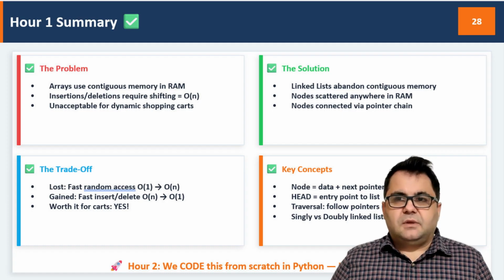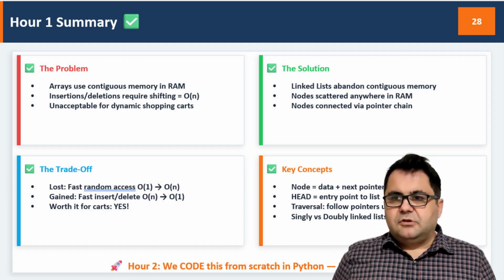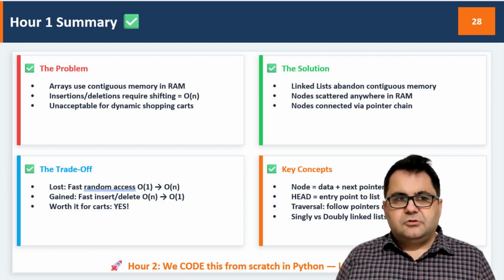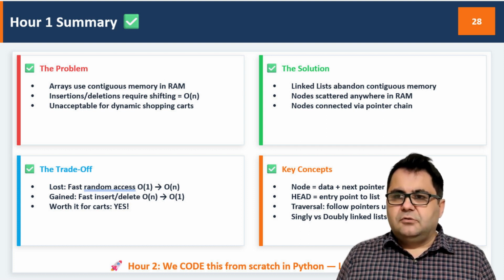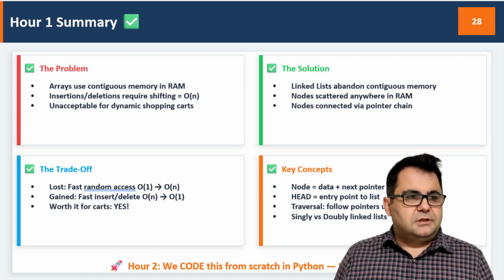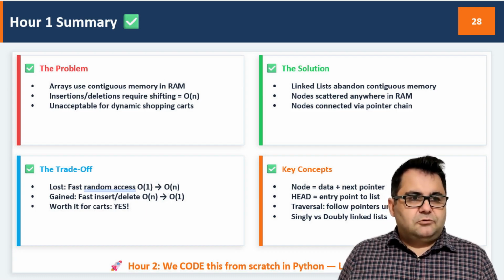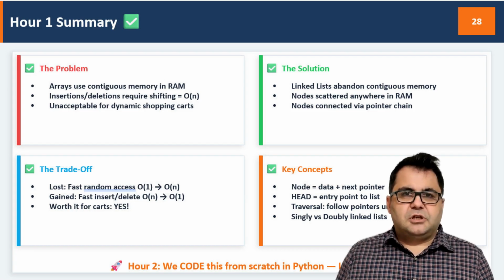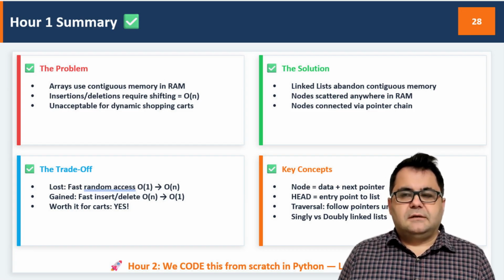Let's summarize hour 1. What did we learn? First, the problem. Arrays use contiguous memory, sitting in neat rows. When you insert or delete, you must shift items to maintain contiguity. This shifting is O(n) performance, which is unacceptable for shopping carts where users do this constantly.